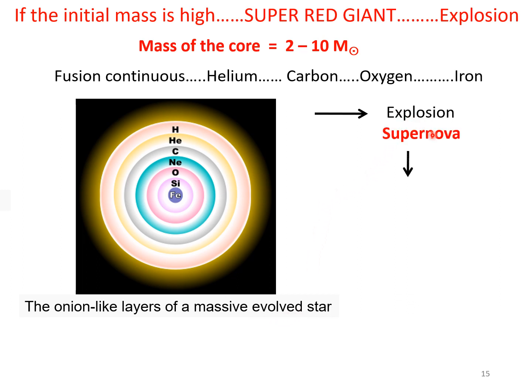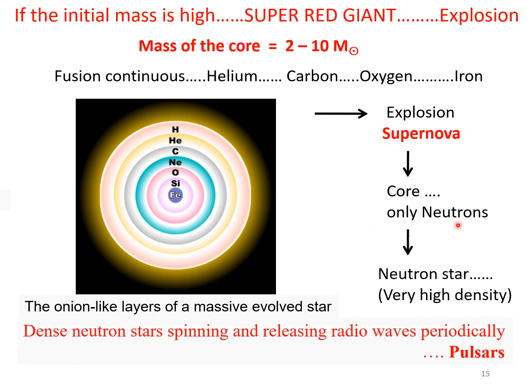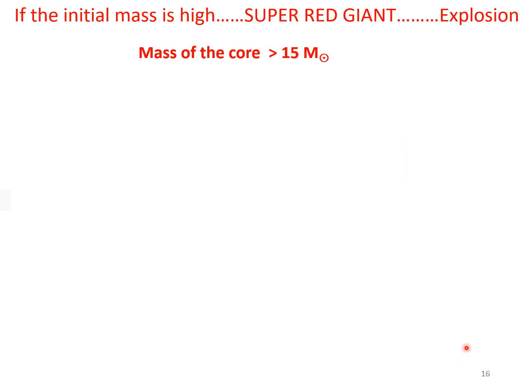And then the explosion may take place, and the central core may contain only neutrons, and that is what is known as a neutron star, which has very high density. And a dense neutron star spinning and releasing radio waves periodically is sometimes called a pulsar.